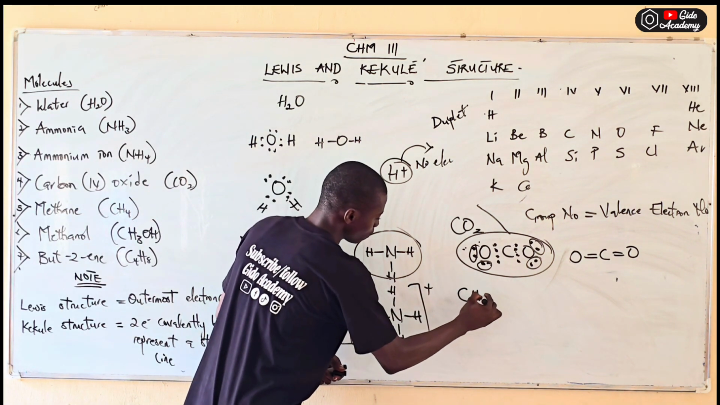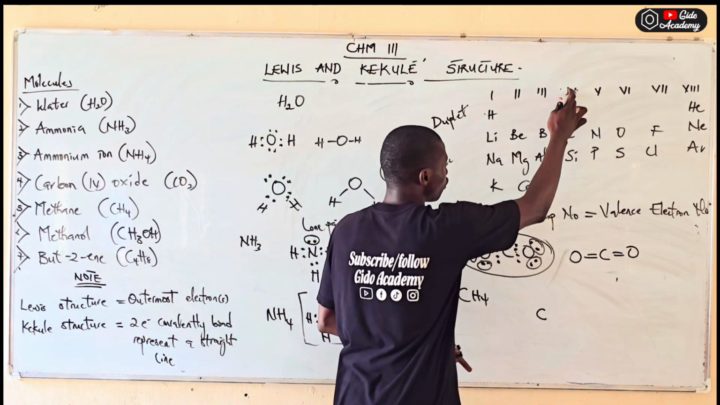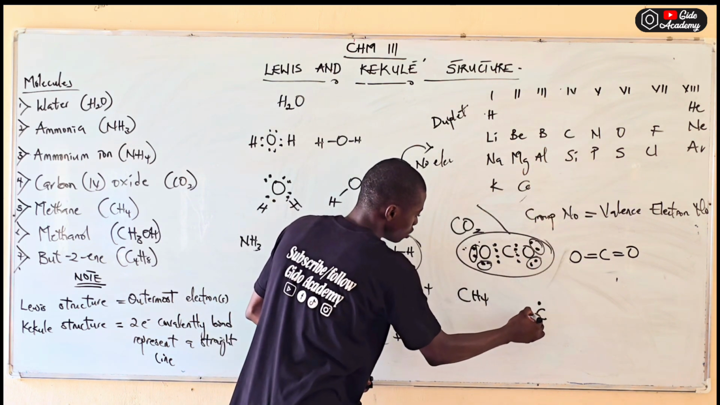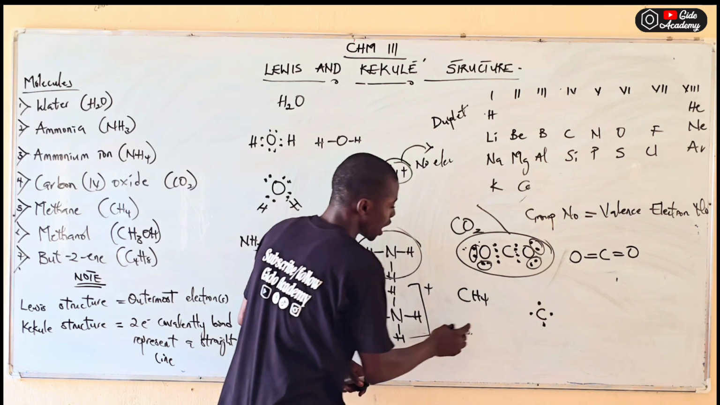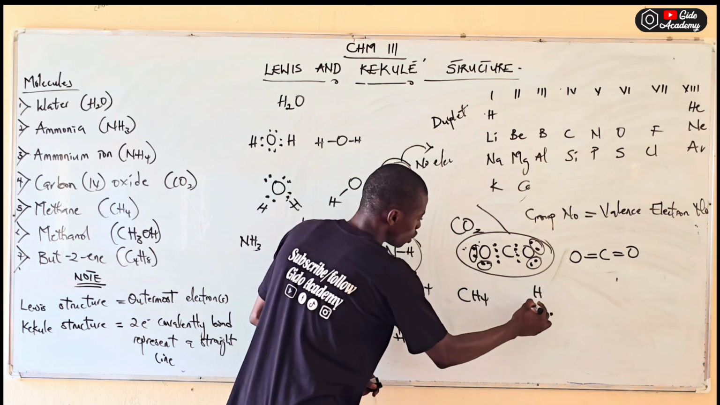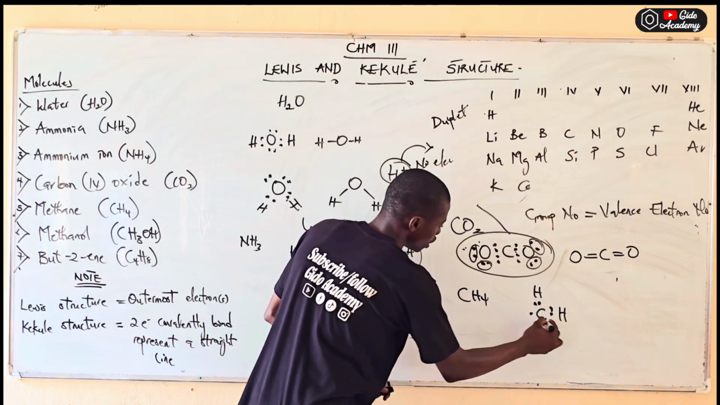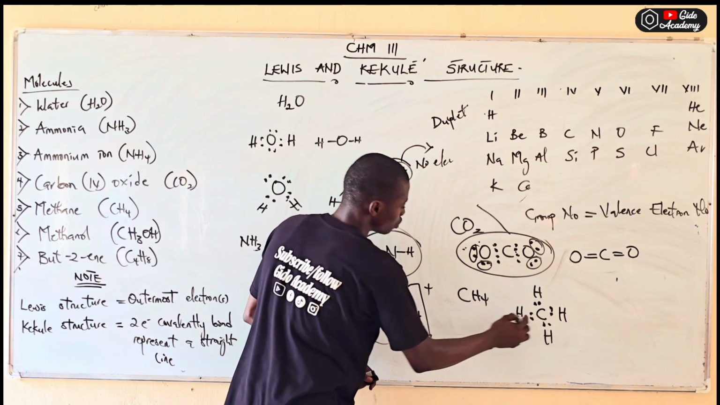Then the next one we are going to write here is number 5, which is methane. The symbol is CH4. If you want to draw the carbon atom, like I said earlier, carbon belongs to group 4 in the periodic table, so it will be 1, 2, 3, 4. For carbon to be stable, you need 4 hydrogens. One hydrogen comes here with 1 electron, another here with 1 electron, another here with 1 electron, and the last hydrogen here with 1 electron.